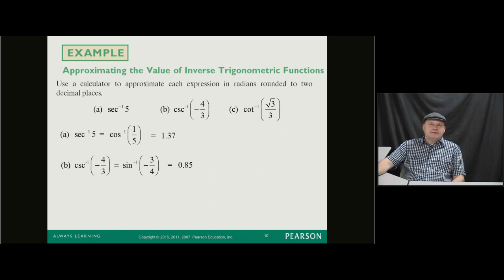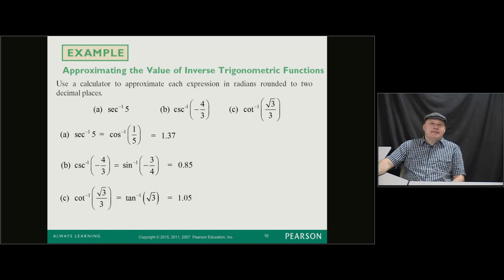Now on the next one, cotangent inverse of square root of 3 over 3 is the same thing as the tangent inverse of the reciprocal of that, which is the square root of 3. And then again, you use the tangent inverse button on your calculator, and it's 1.05 radians, and I think that one is correct. So that's how you would do it.